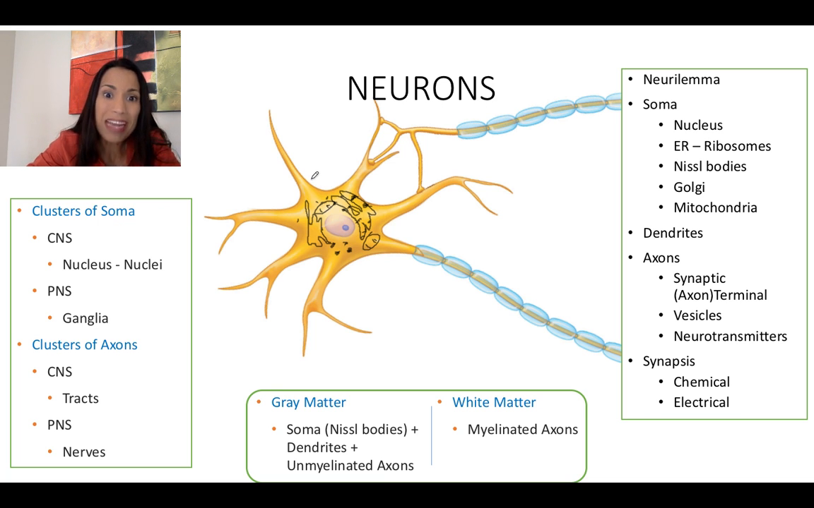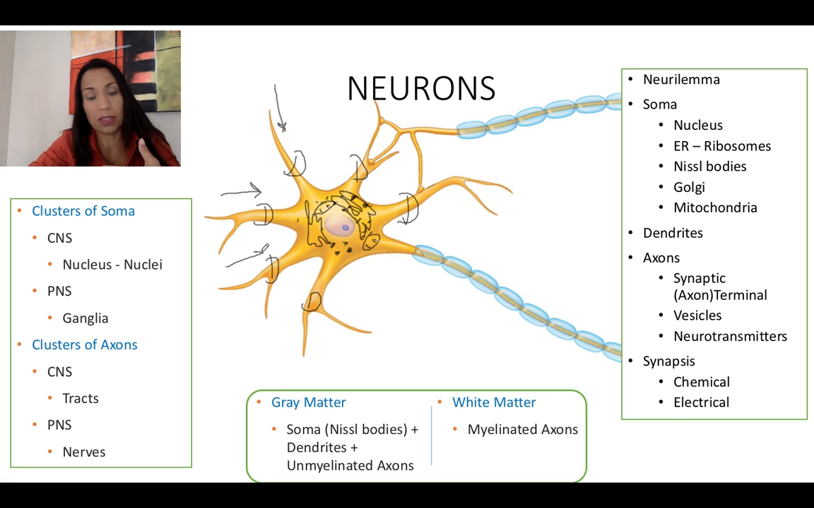Okay. Now, coming out from the soma, we're going to see a lot of thin prolongations. These ones are called the dendrites. These are dendrites, all of this. And what defines a dendrite is the direction of the flow of information, of the electrical current. So dendrites only transmit action potentials, or receive information, from the periphery to the soma, and that's what defines a dendrite.